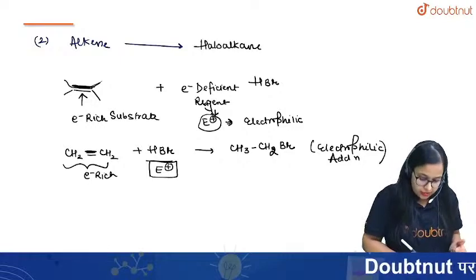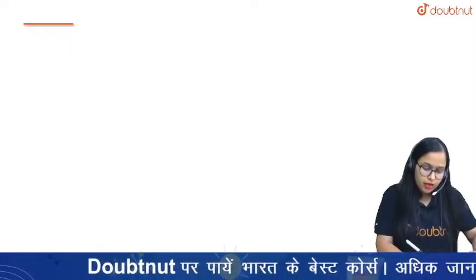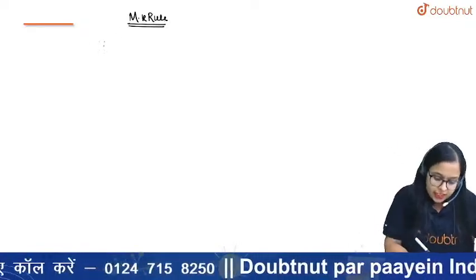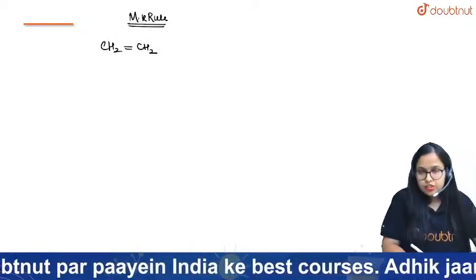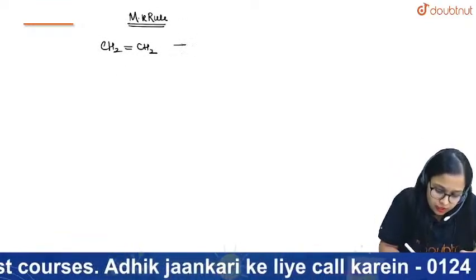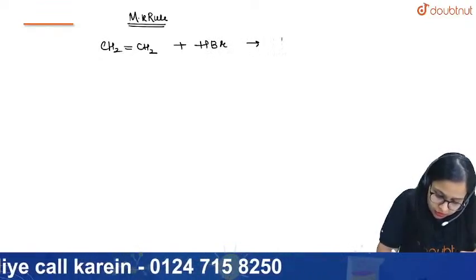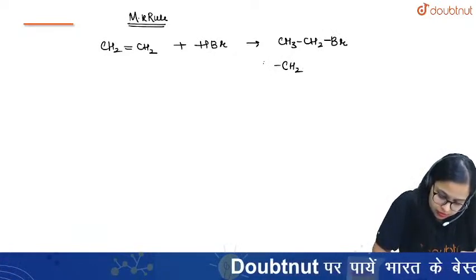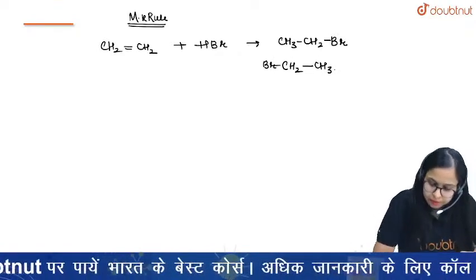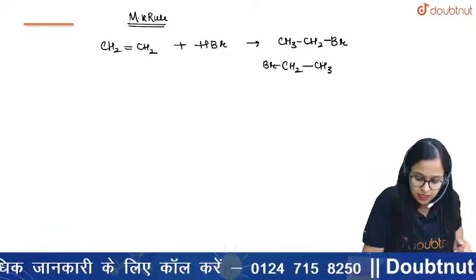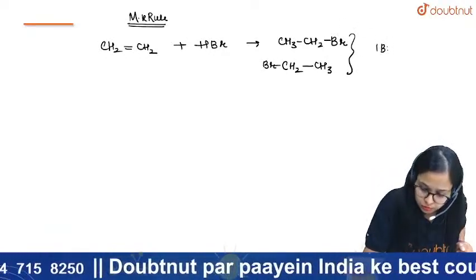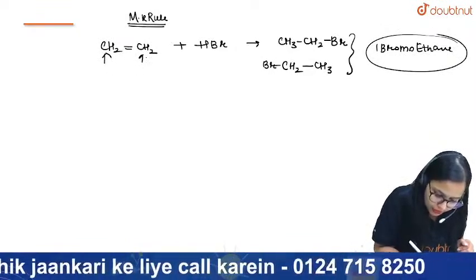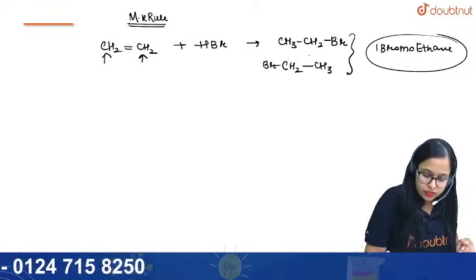Now we have also discussed the Markovnikov rule. According to the Markovnikov rule, we have discussed the case where the carbons carrying the double bond are different carbons. In the case of ethene, both the carbons were equivalent in nature because both are CH2. If you add H to the first carbon, you get CH3CH2Br. If you add H to the second carbon, you also get CH3CH2Br. Both are 1-bromoethane. So whenever you have equivalent, similar carbons, you only get one product.